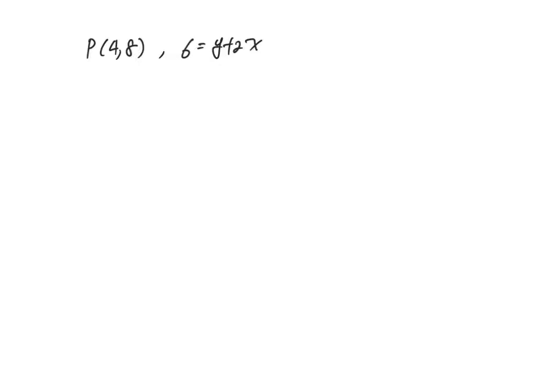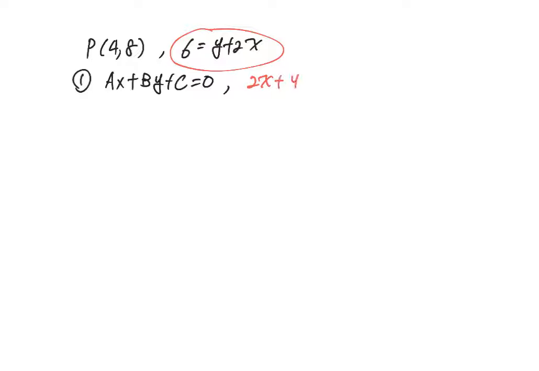All right, here's a question for you: find the distance from a point to a line. Your first job is to turn it into ax plus by plus c equal to 0. That's your first job. So we're going to take this line into 2x plus y minus 6, both sides equal to 0. So what that tells you is your a equals 2, b equals 1, c equals negative 6.